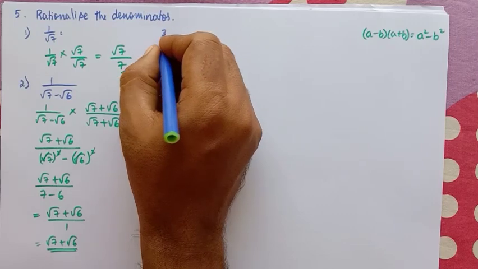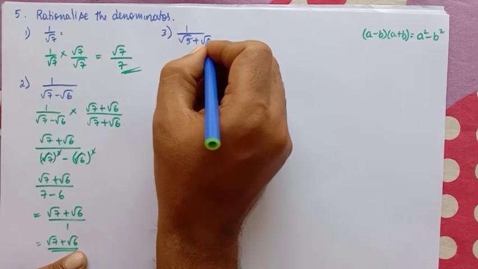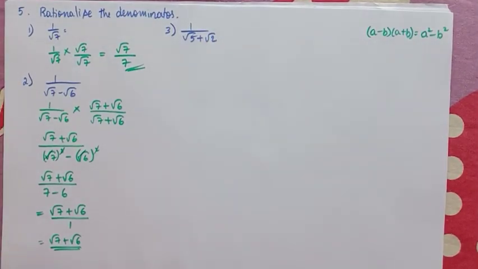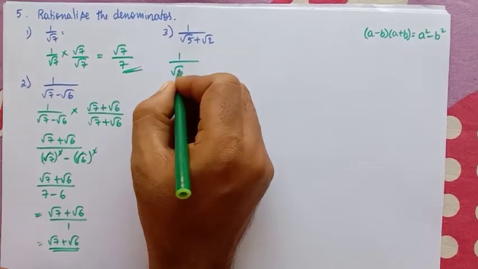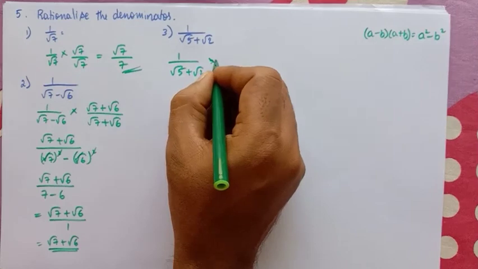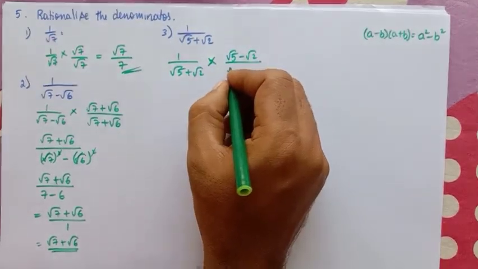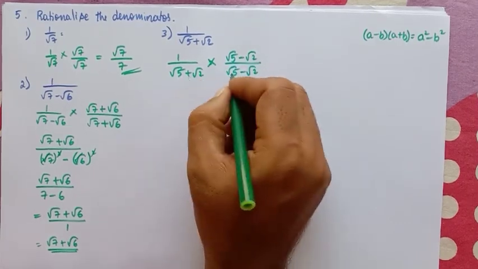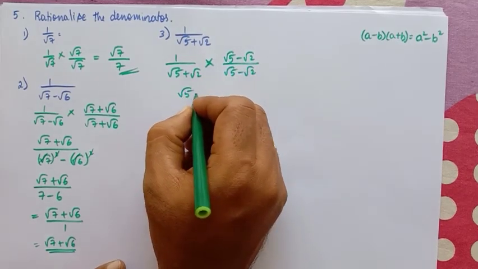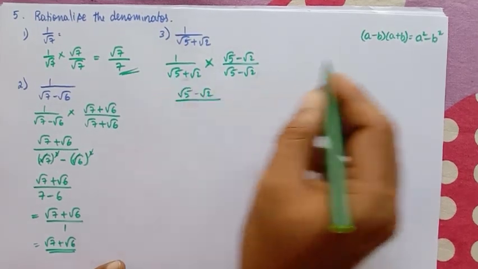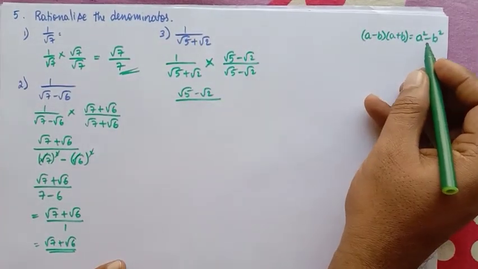That is the third one. 1 by root 5 plus root 2. As there is plus root 2, we will be taking minus root 2. Here we should multiply with root 5 minus root 2 by root 5 minus root 2. The same we will take, and here we will take minus. This is also of the same formula, a minus b into a plus b is equal to a square minus b square.